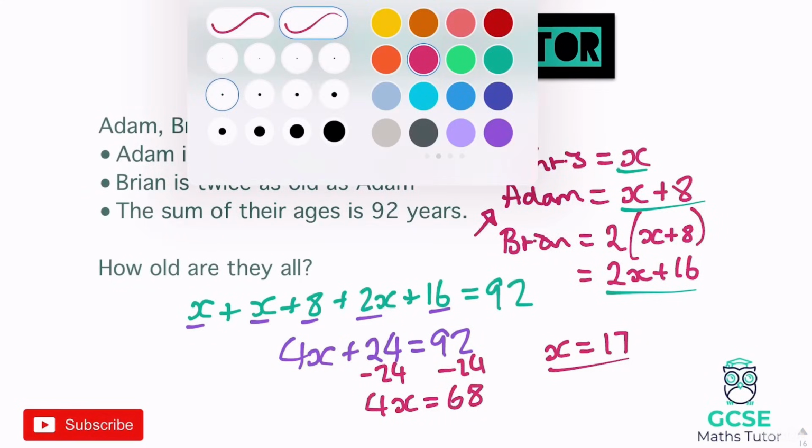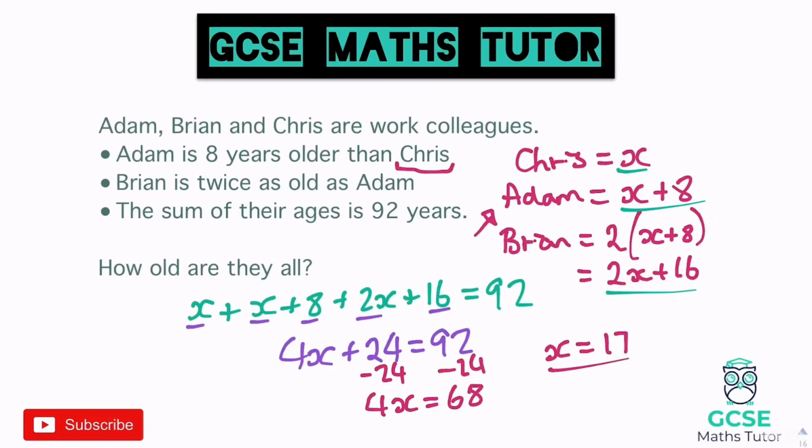So it does say how old are they all, so we could finish this off and we could just say, well, Chris was x, so Chris is 17. Adam was x plus 8, so Adam would be 17 plus 8, which is 25. And then Brian is twice as old as Adam, so Brian would be 50. Twice as old as 25, double 25. A nice little quick check there, you could just add those all up. 50 plus 25 is 75, plus the 17 is 92. So I'm happy that that works, it meets all those criteria.